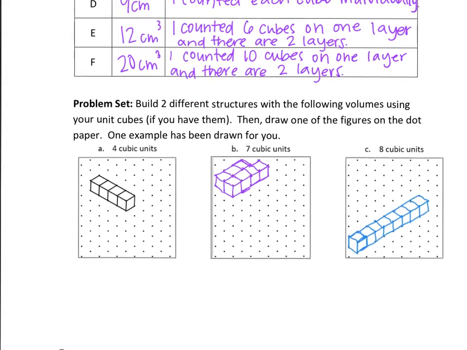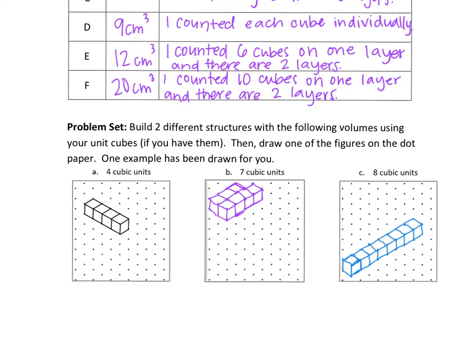Then at your problem set underneath, you had to build 2 different structures with the following volumes using your unit cubes. All right, so if you had cubes around the house that you could somehow use, you could build it and then you would draw it on the dot paper. So they did an example, and then I have my 2 that are drawn here. And the only reason I didn't do it on this video is because it actually took me a little bit to figure out how to draw. So if you aren't sure how to draw on this dot paper, it can be a little confusing, but then again, sometimes kids are better than adults at this kind of stuff.